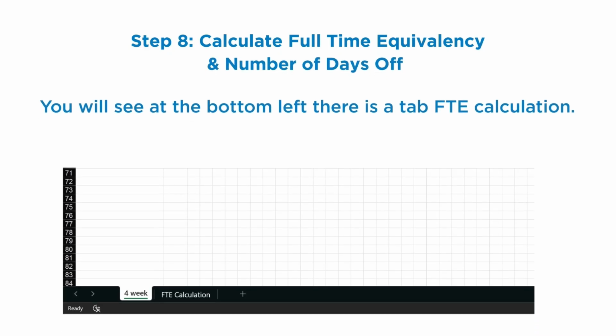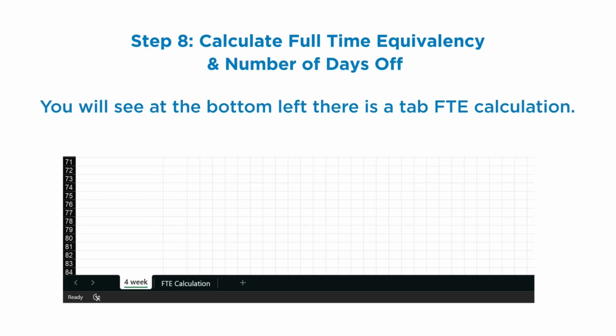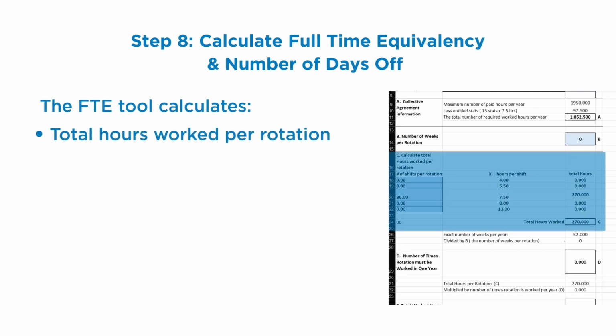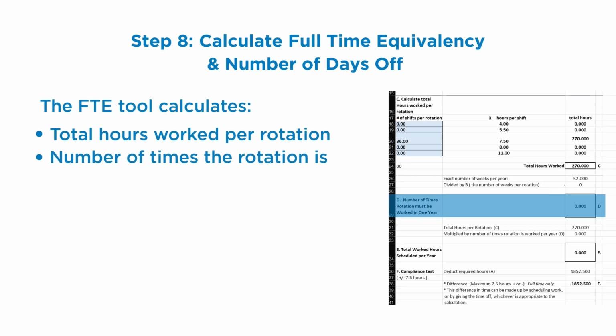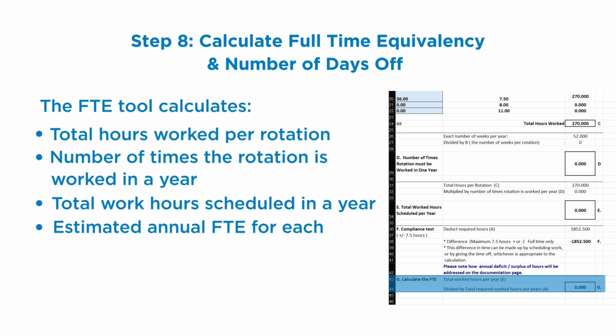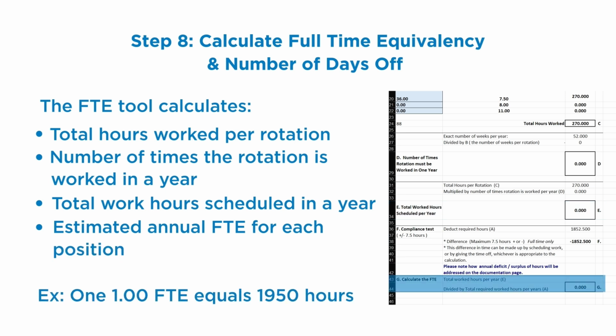Step 8. Calculate full-time equivalency and number of days off. You will see at the bottom left there is a tab FTE calculation. Click on the tab. The FTE tool calculates total hours worked per rotation, number of times the rotation is worked in a year, total work hours scheduled in a year, estimated annual FTE for each position.